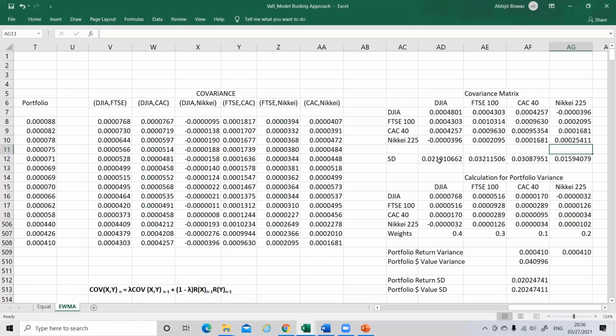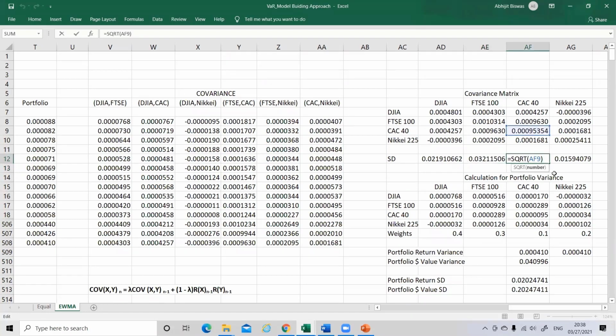So standard deviation is basically square root of variance. So what is the standard deviation of Dow Jones? That is basically square root of variance. See, I have taken square root of variance. So what is the variance of FTSE? That is captured in AE8. So I want to find out the standard deviation of FTSE. So standard deviation should be equal to square root of variance. That is square root of AE8.